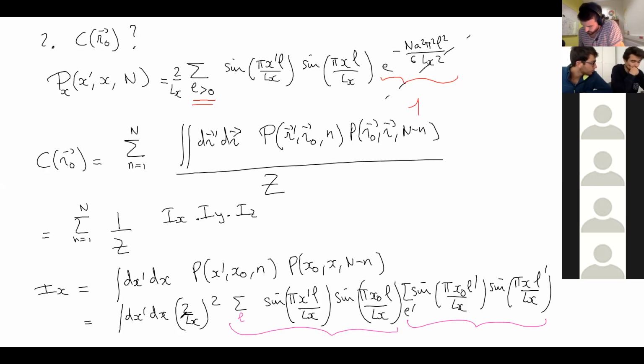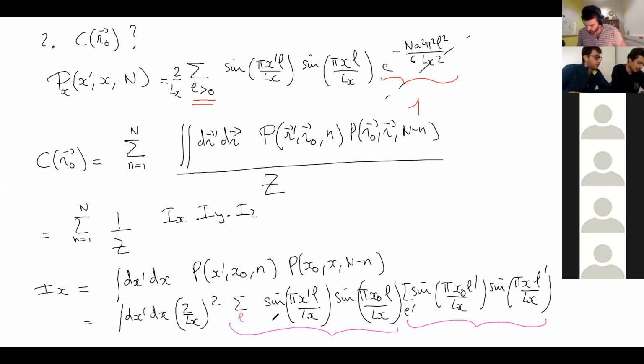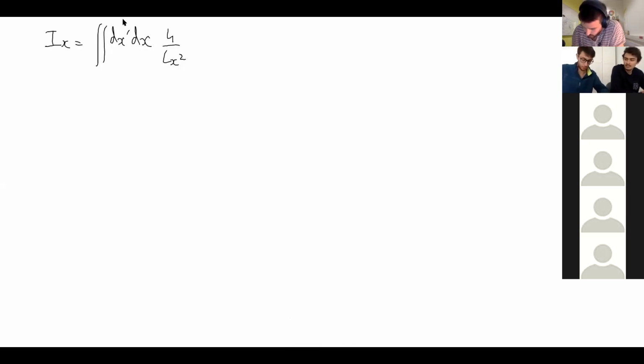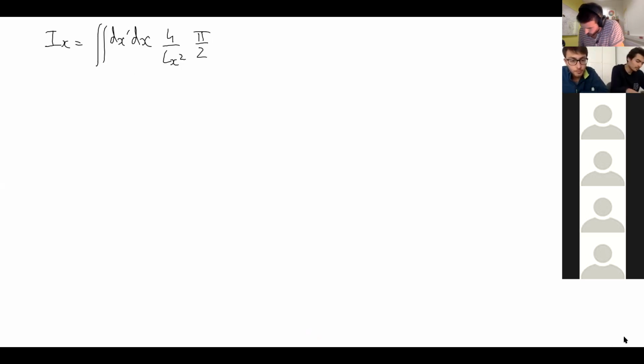So let me take another whiteboard. It's the double integral of 4 Lx squared, and then what is this? If you look at the formulas, it's the first one provided. So in a sense, it's pi over 2. So yeah, there is a pi over 2. And then you have a Dirac of pi x prime over Lx minus pi x naught over Lx. And so this Dirac is pi over 2, and the Dirac is in x prime minus x naught. So I can multiply by Lx over pi and remove the prefactor. So it's Lx over pi.